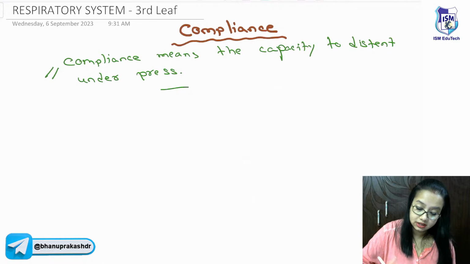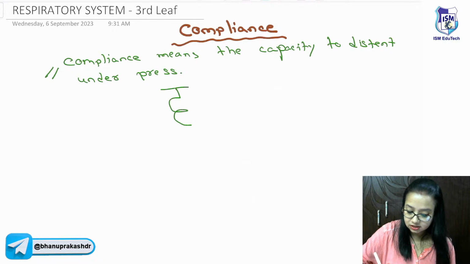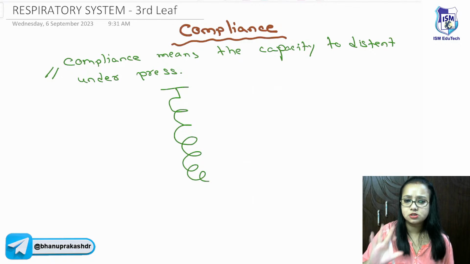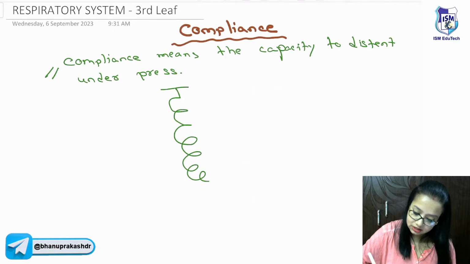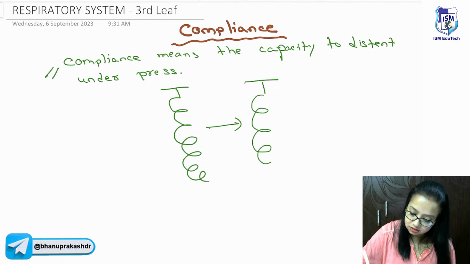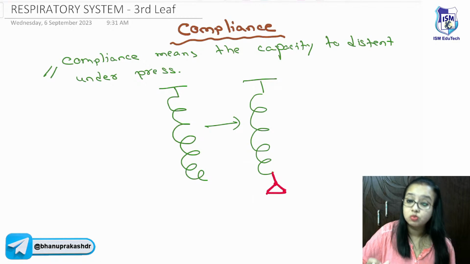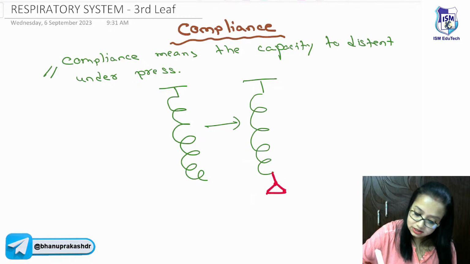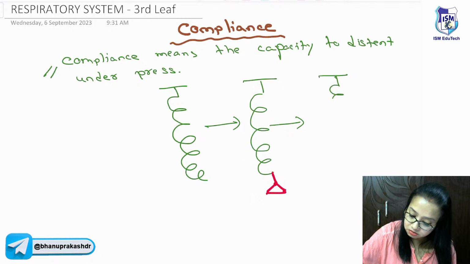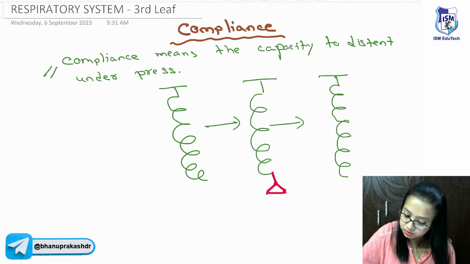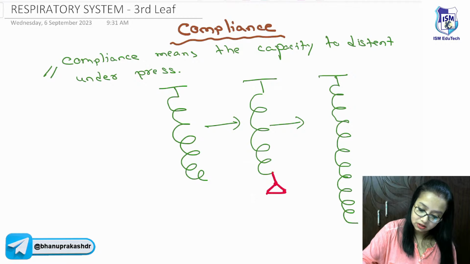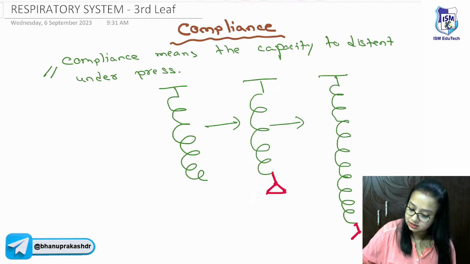Now, say for example, we'll take the example of a spring, just a common example. Then we'll correlate it to the lungs. Say this is a spring, just a normal regular spring. In this spring, I just hang a weight. As soon as I hang a weight, what will happen to the spring? The spring will go down. The spring will distend, right?